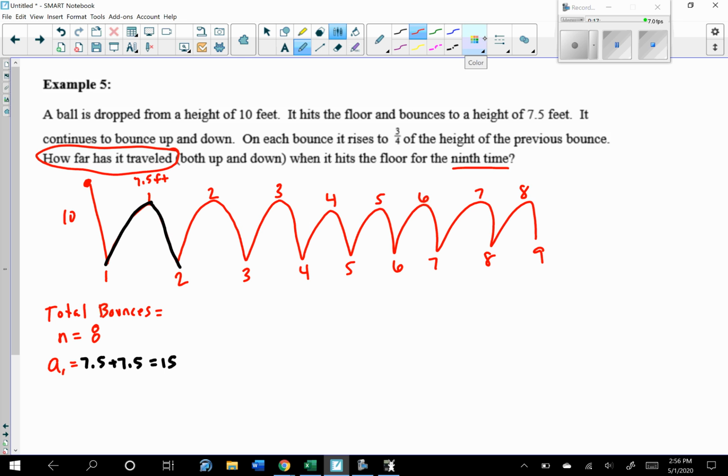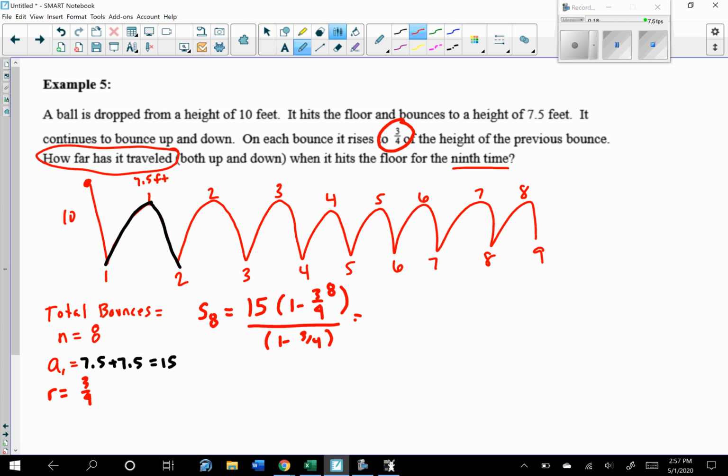And then we have our common ratio, which we know is 3/4 because that's what it told us in the problem, rising to a height of 3/4. And so for this, if I want to find the sum, we're going to go ahead and use that new formula. So the sum of the 8 bounces would be equal to the first term, which is 15, times 1 minus 3/4 to the power of 8, divided by 1 minus 3/4.